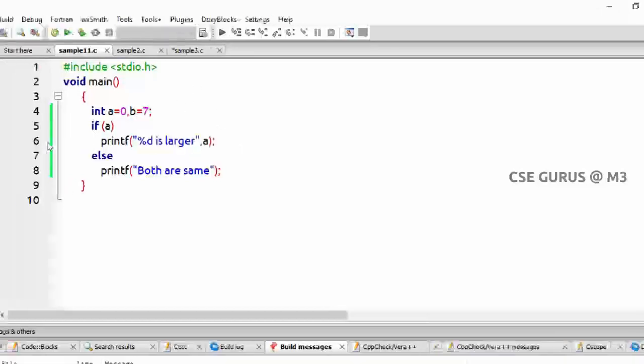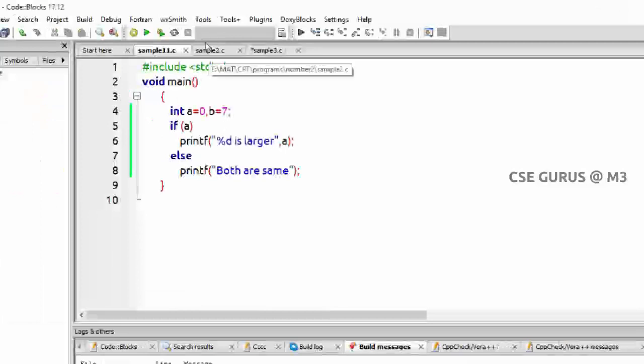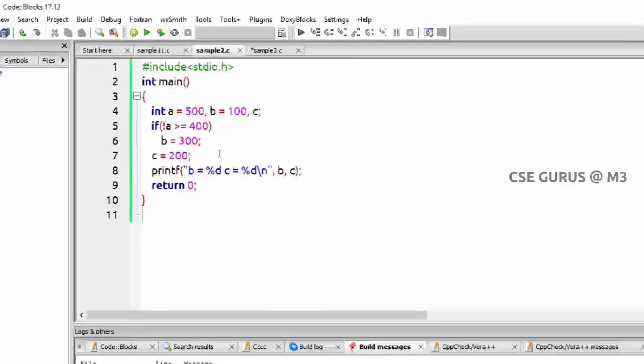This is one basic example you can take, and there is one more example. It is based on some priority. So what can be the output of this one if you consider A value is 500, B value is 100?